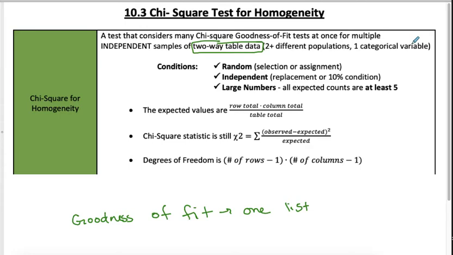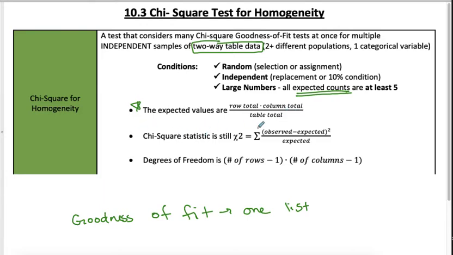We still have the conditions, and they're the same as the chi-squared goodness of fit: random, independent, and large counts, where all the expected counts are at least 5. We have a new way of counting or finding our expected values. So this is one way that it differs from our goodness of fit to the homogeneity. Now we're going to have a row total times a column total all over the table total, or I say total total. And so we'll calculate those expected values, and I'll show you how to find that on our calculator.